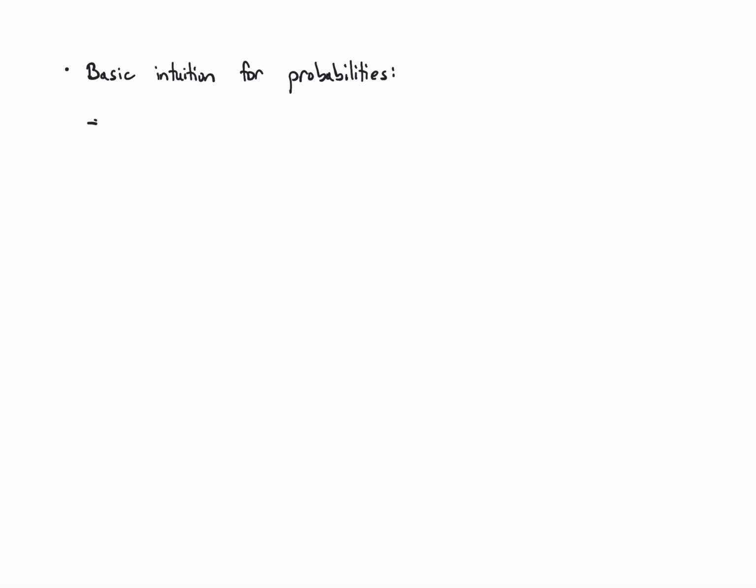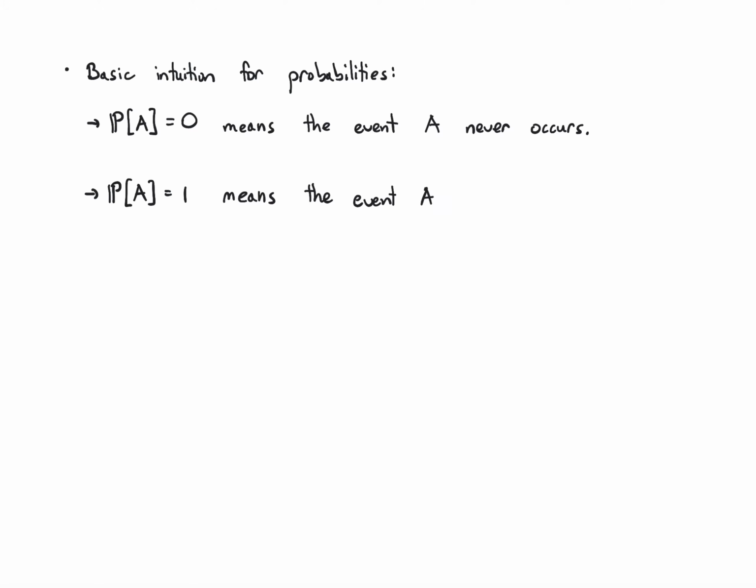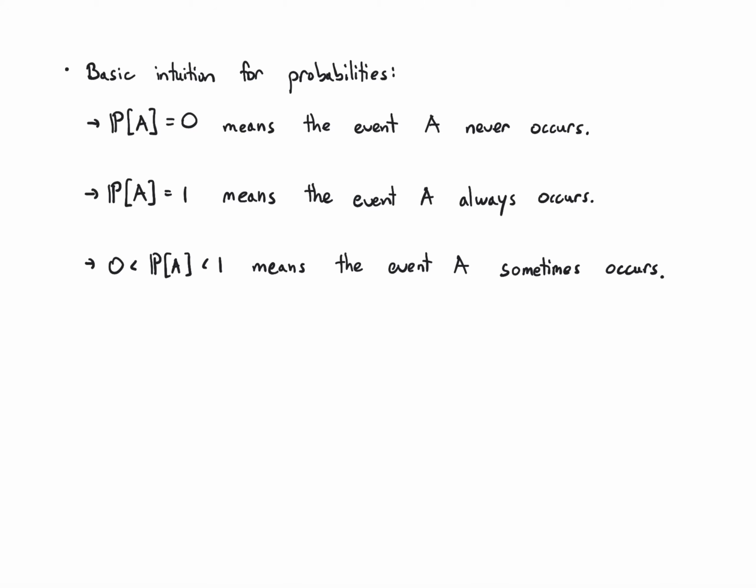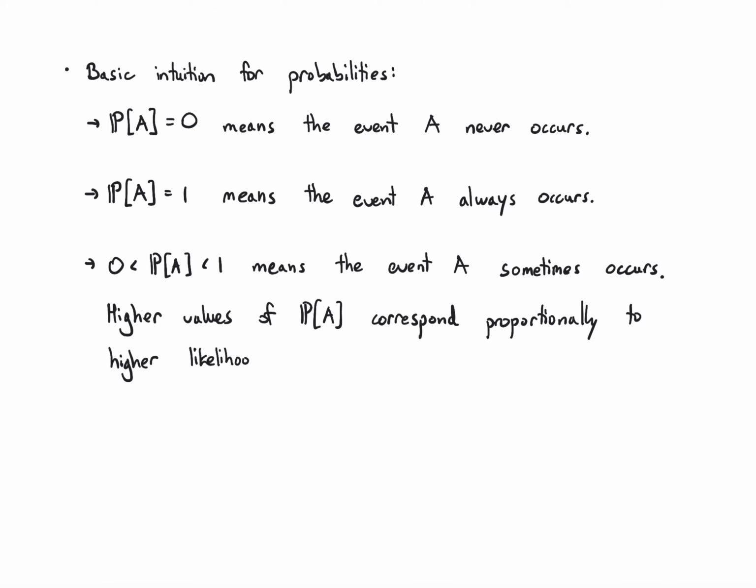Okay, so some basic intuition for probabilities. Let's say I have an event and the probability is 0. That's like saying that this event does not occur. If the probability of that event is 1, it means that the event always occurs. If the probability is strictly between 0 and 1, it means that the event sometimes occurs. And if P(A) is larger, it corresponds to a higher likelihood of occurrence. So the probability helps me determine how likely it is for something to occur.